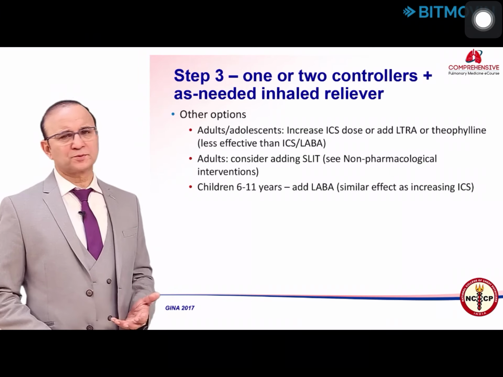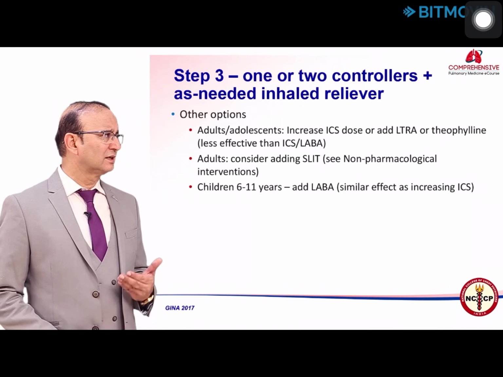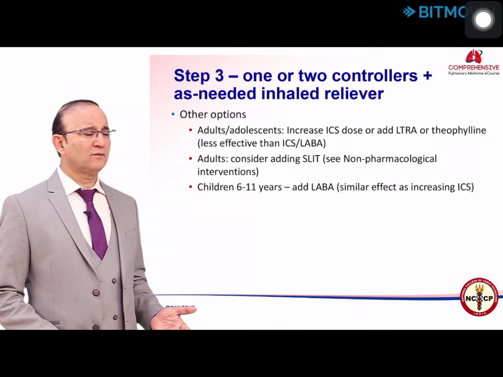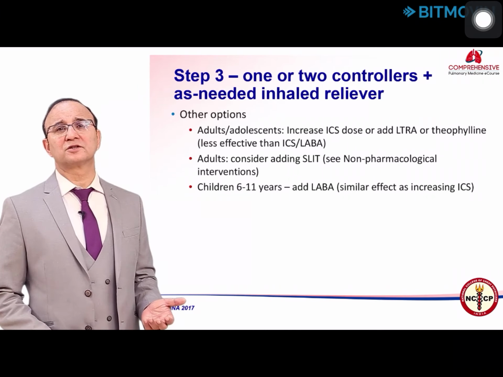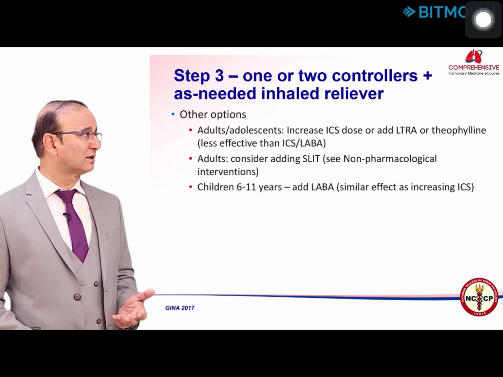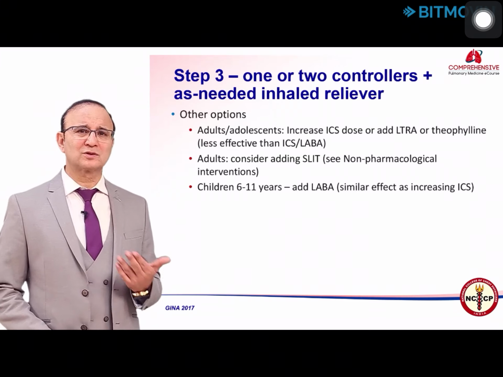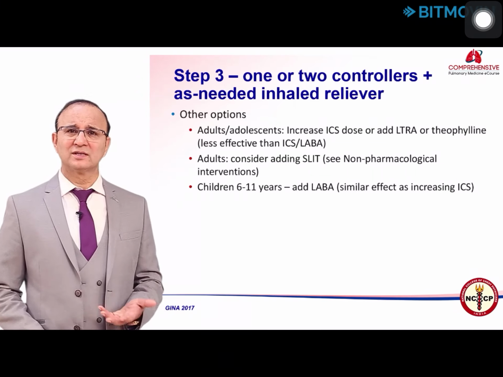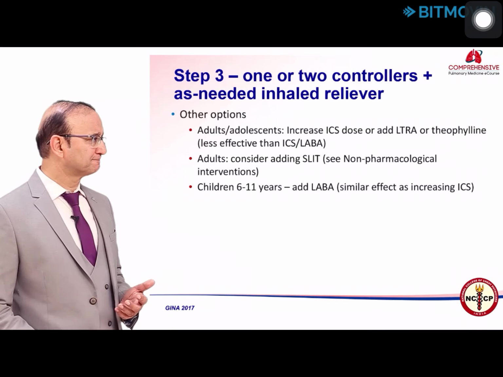Then the other option in this is that if you don't want to add a long-acting beta-2 agonist, then you have to increase the inhaled steroid dose. That's one option. Or you can add leukotriene antagonist or theophylline. But of course, this combination is less effective than a combination of inhaled steroids and long-acting beta-2 agonist.